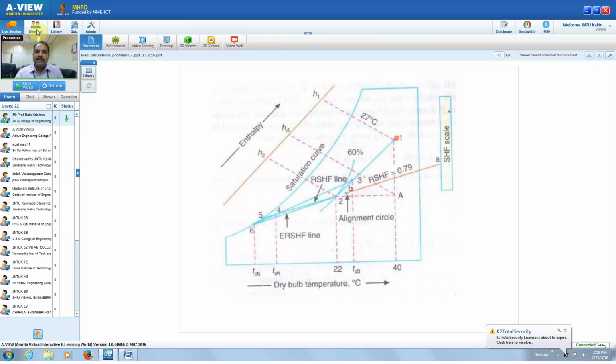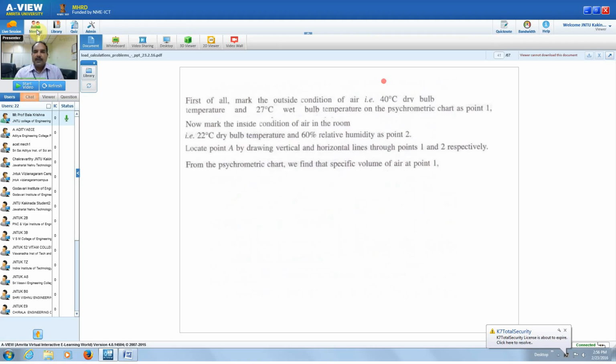Then look at the point where these two coincide. That is point 1. Look at that point. That is the first point.